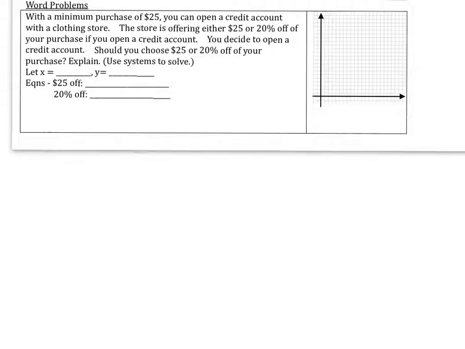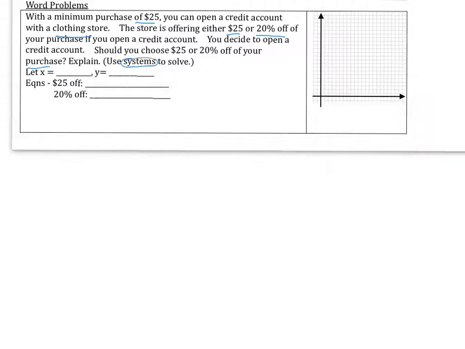Word problem. With a minimum purchase of $25, you can open a credit account with a clothing store. The store is offering either $25 or 20% off of your purchase if you open a credit account. You decide to open a credit account. Should you choose $25 off or 20% off of your purchase? Please explain.